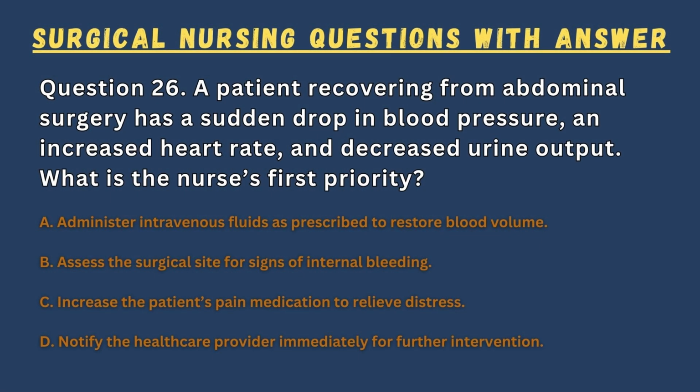Question 26. A patient recovering from abdominal surgery has a sudden drop in blood pressure, an increased heart rate, and decreased urine output. What is the nurse's first priority? A. Administer intravenous fluids as prescribed to restore blood volume. B. Assess the surgical site for signs of internal bleeding. C. Increase the patient's pain medication to relieve distress. D. Notify the healthcare provider immediately for further intervention.